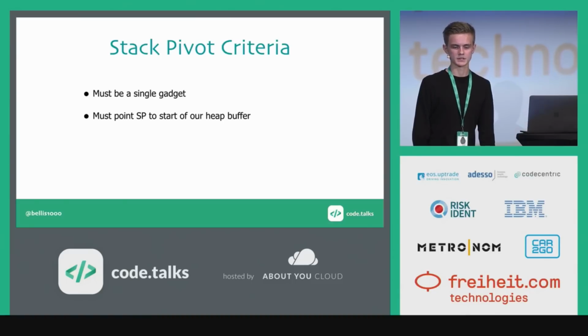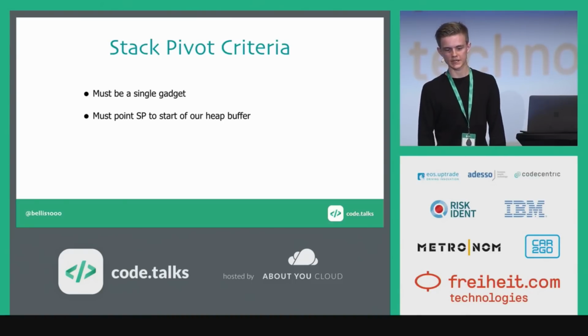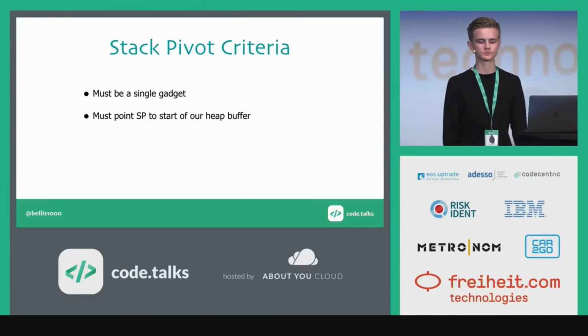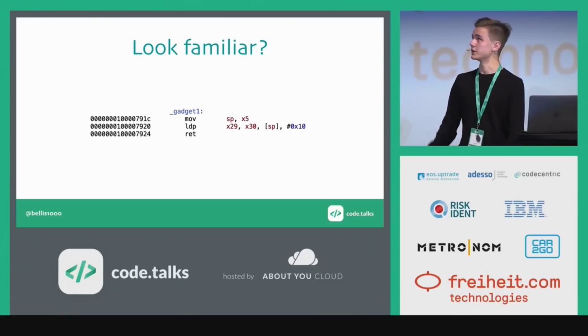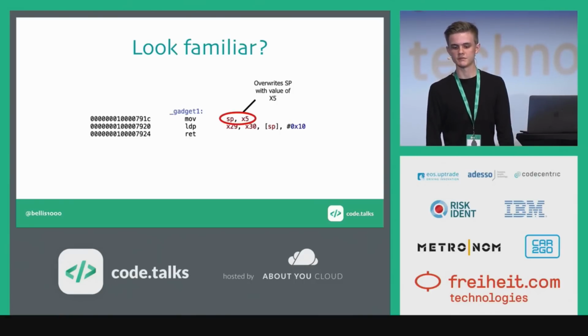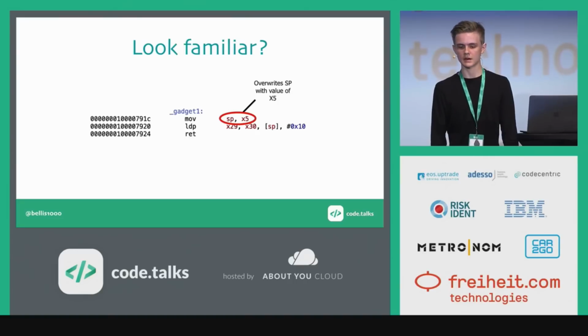And the stack pivot criteria, it must again be a single gadget because that's all we get to work with. And it must allow us to point the stack pointer to the start of the heap buffer, which we obviously will control because it reads out data from a file that we fully control. So this is the gadget we're going to use. It's the same one as earlier. And what it does, as I said, moves the value of x5 into the stack pointer.